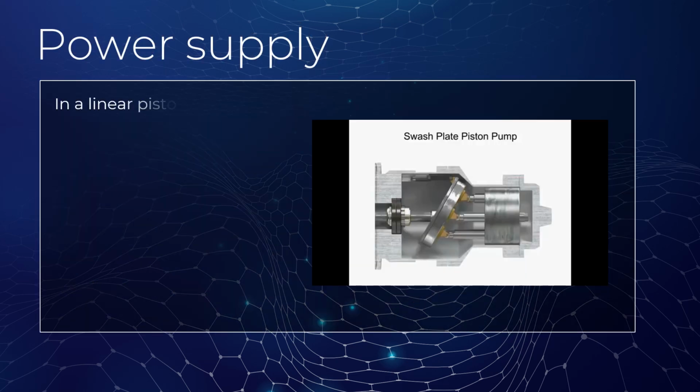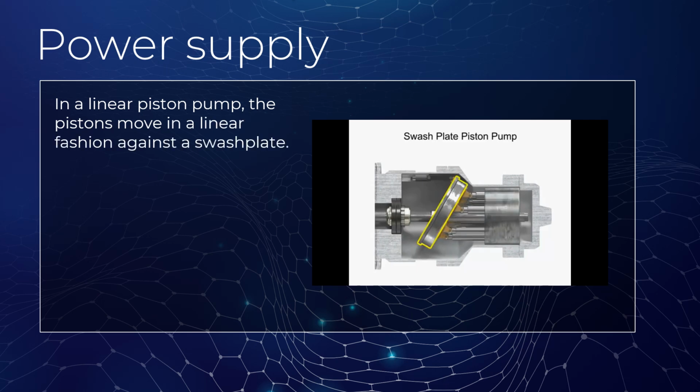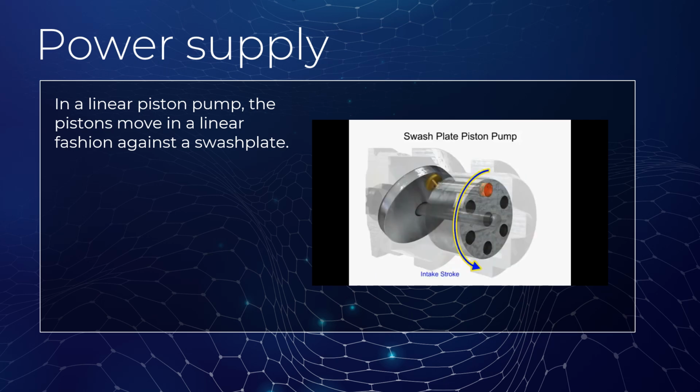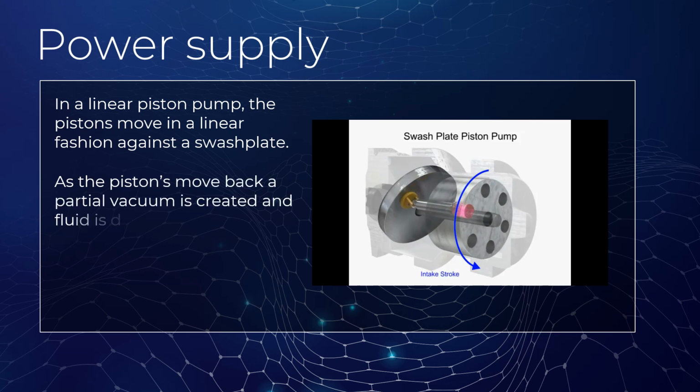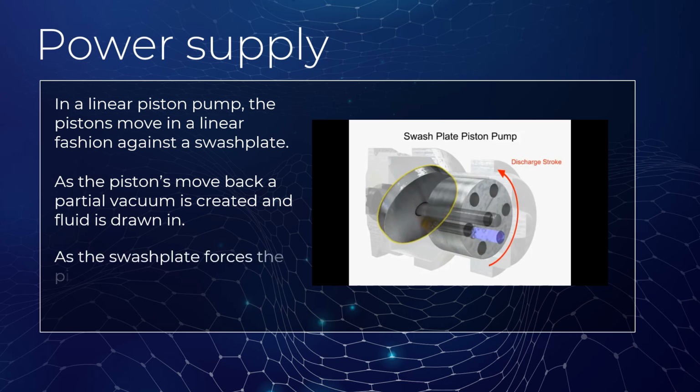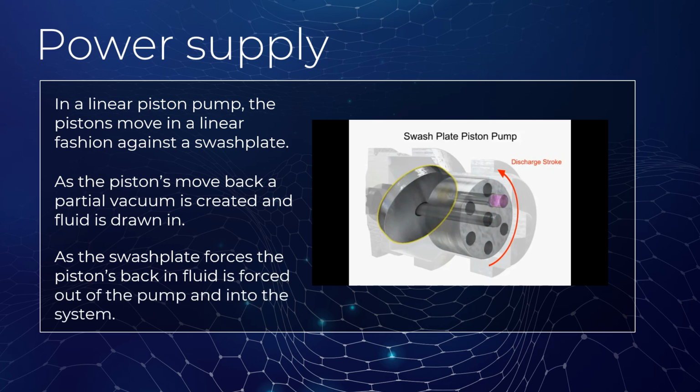In a linear piston pump, the pistons move in a linear fashion against a swash plate. As the pistons move back, a partial vacuum is created and fluid is drawn in. As the swash plate forces the pistons back in, fluid is forced out of the pump and into the system.